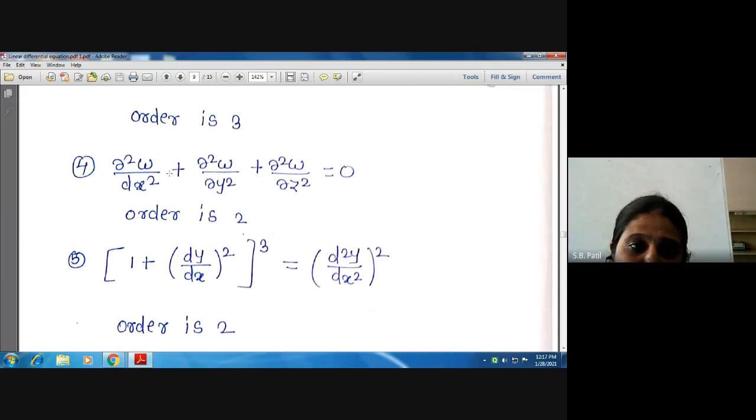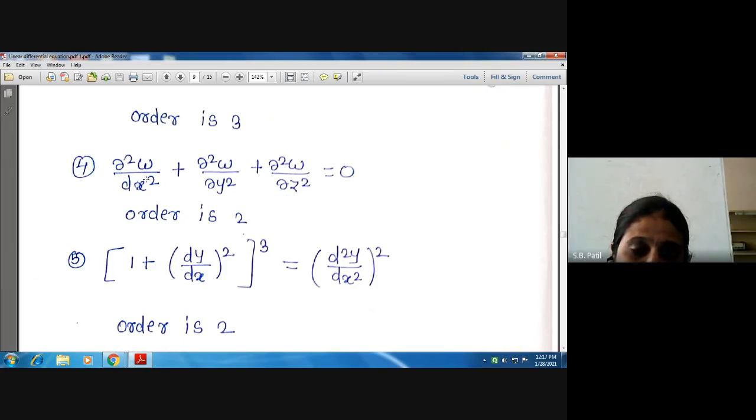In all, this is a partial differential equation because we have to differentiate this equation with respect to three independent variables x, y, z. So it is a partial differential equation. We have to find the order of this differential equation.